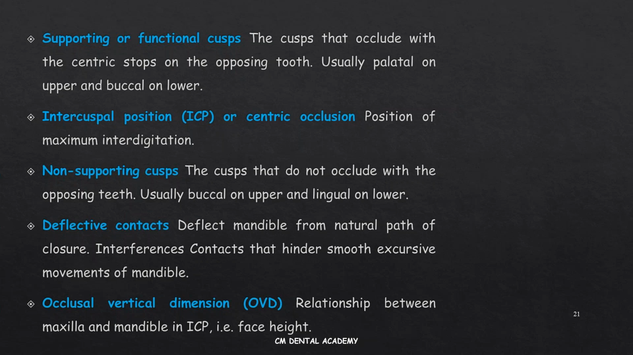Deflective contacts deflect the mandible from its natural path of closure. Interferences are contacts that hinder the smooth excursive movements of the mandible. Occlusal vertical dimension is the relationship between maxilla and mandible in the intercuspal position, that is, face height.